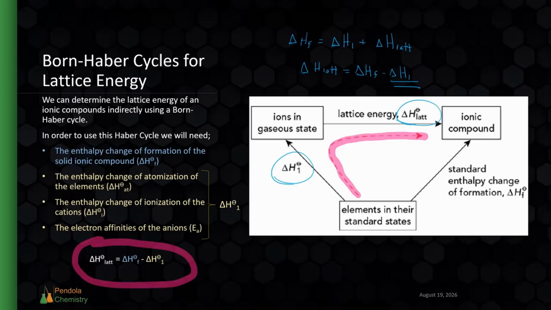So let's look at that delta H1 more closely, because we know it's going to be a combination of the atomization, ionization energies, and electron affinities of the elements that make up that ionic compound. But what exactly is the delta H1? What are the steps that it takes to go from the elements in the standard state to the gaseous ions?